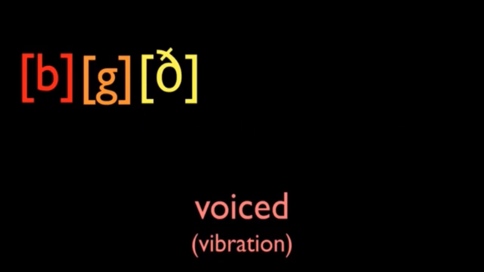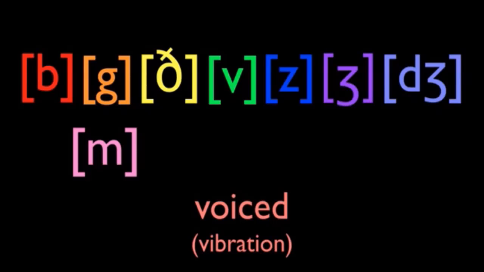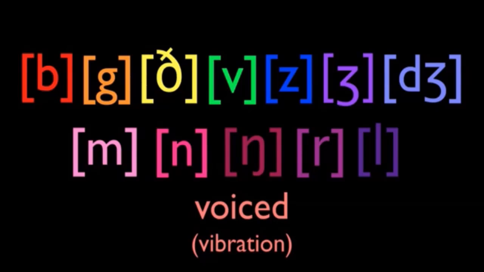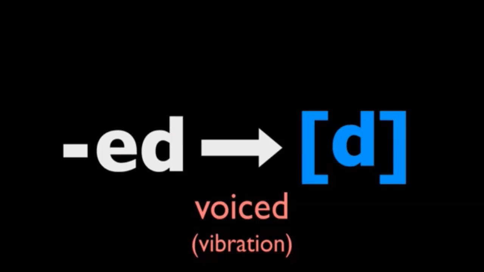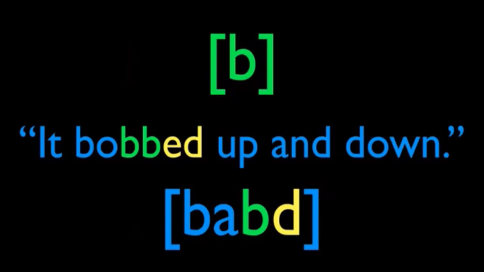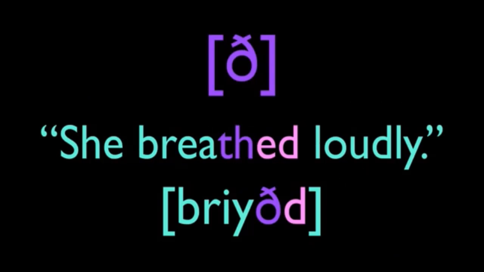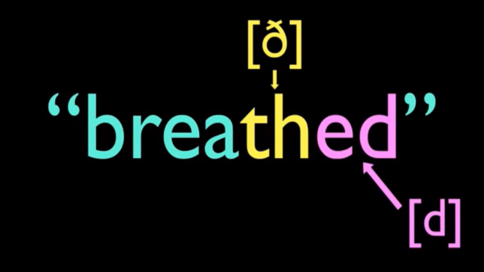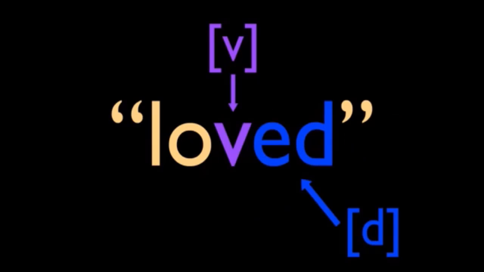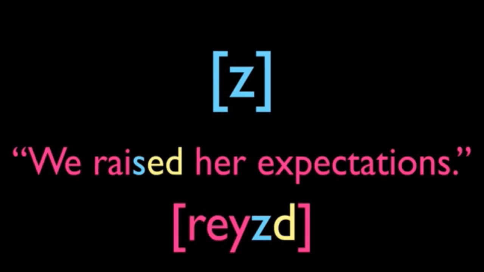D, final sound. Verbs ending in the voiced b, g, v, z, j, m, n, ng, r, l cause the ed ending to be pronounced as a voiced d. Listen and repeat. It bobbed up and down. Bobbed. He begged her to stay. Begged. She breathed loudly. Breathed. They loved it. Loved. We raised her expectations. Raised.